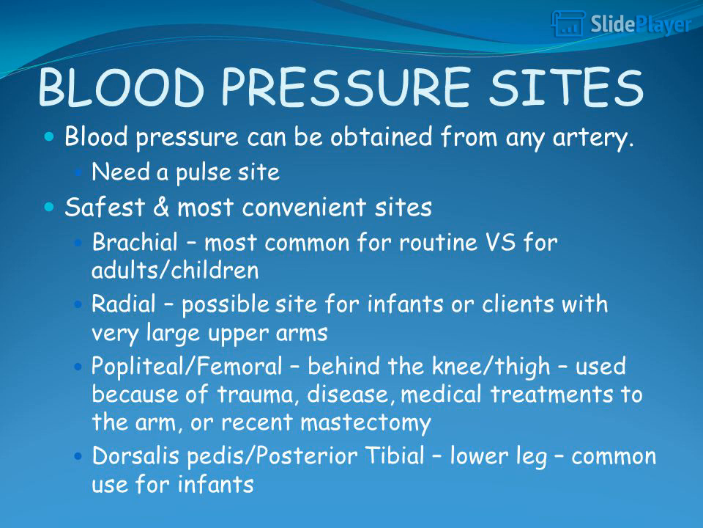Vital signs, Chapter 9. Blood pressure sites. Blood pressure can be obtained from any artery where you can find a pulse site. Choose the safest and most convenient sites. Brachial, most common for routine vitals for adults and children. Radial, possible site for infants or clients with very large upper arms.